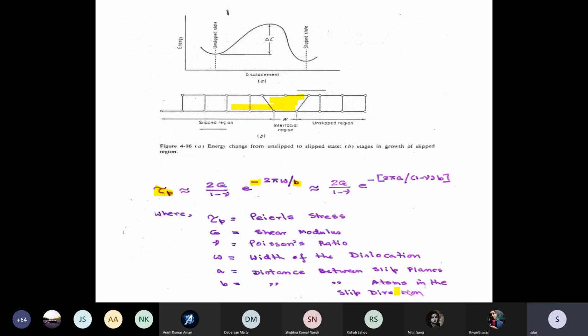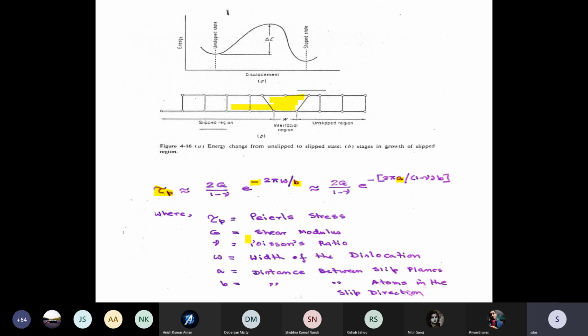Distance of atoms in the slip direction should be as small as possible. Now what happens to the w? If the width is very large, tau p will be less. So generally, metals have a wider dislocation width compared to ceramics. So metals are easier to deform than the ceramic. You follow what I'm saying? Yes, sir.